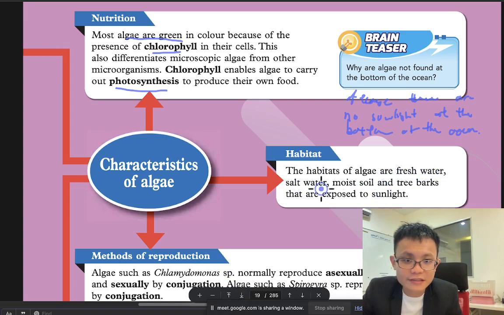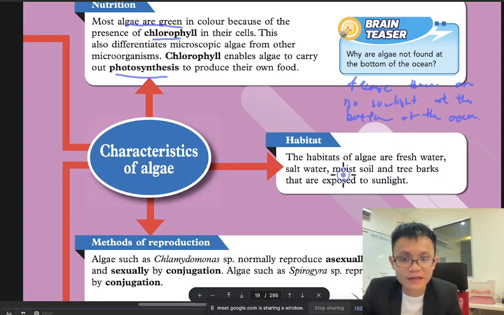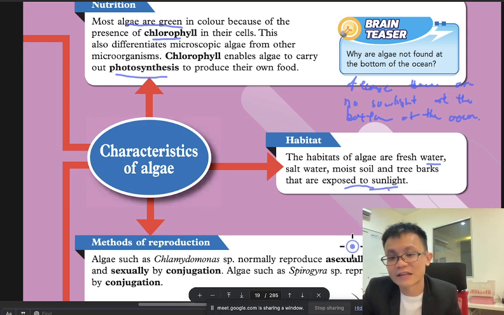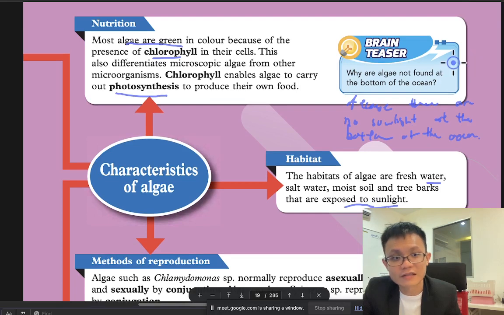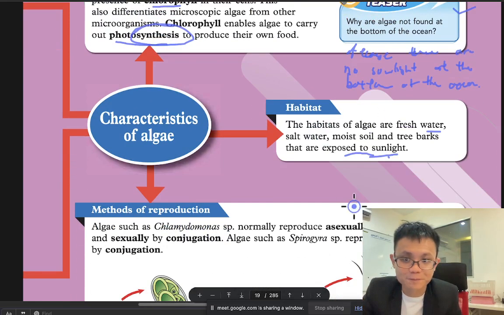Habitat: algae are in fresh water, seawater, moist places, so again the same thing. Usually all animals or living things need water, you need air, but this one is exposed to sunlight. Just now we learned fungi don't want sunlight, algae want sunlight. This is a key question. If the question asks why algae want sunlight, we explain, okay, because they need to carry out photosynthesis, so of course they want sunlight.